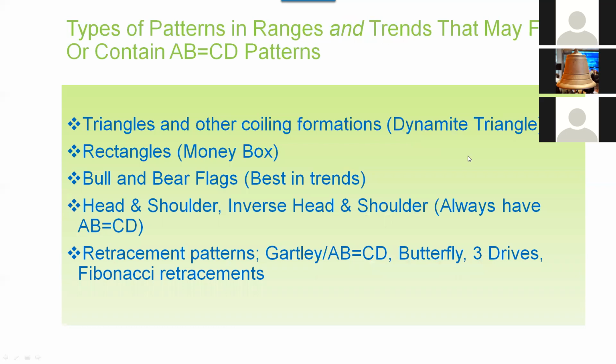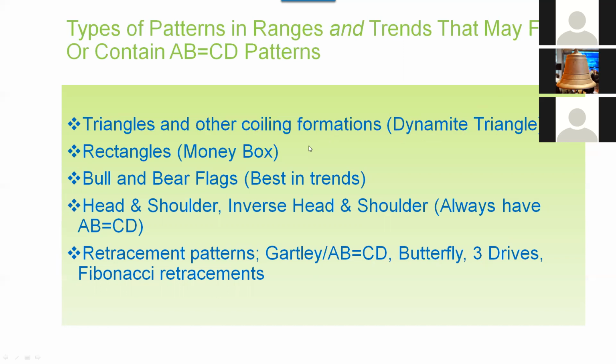So here's the type of patterns that we can see in ranges and trends. And all of these patterns may be an ABCD, or these different types of patterns may contain an ABCD. So triangles and other coiling types of formations like wedges, pennants, different coiling type patterns like that. I'm going to show you what a dynamite triangle is in just a minute, but you really should learn this one.